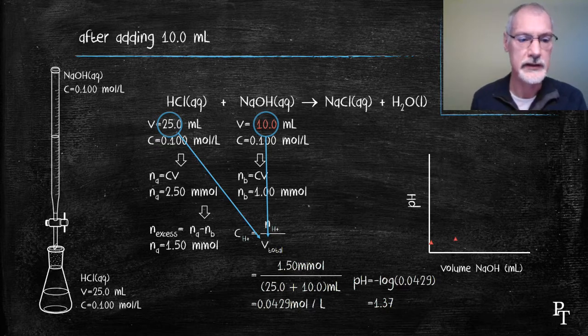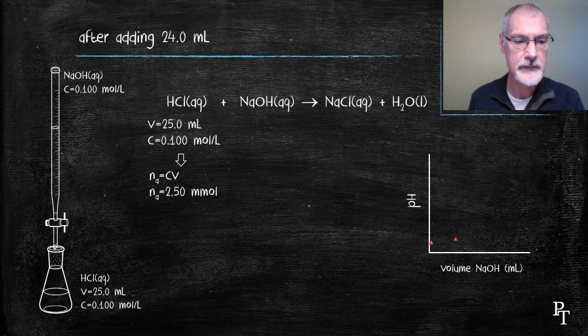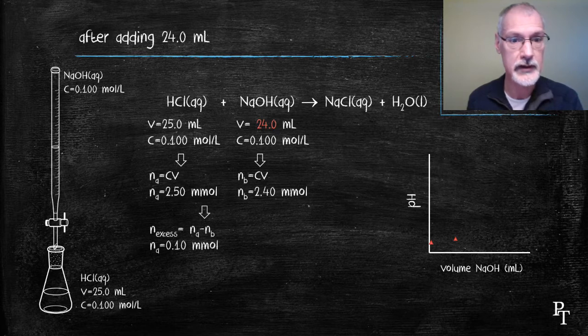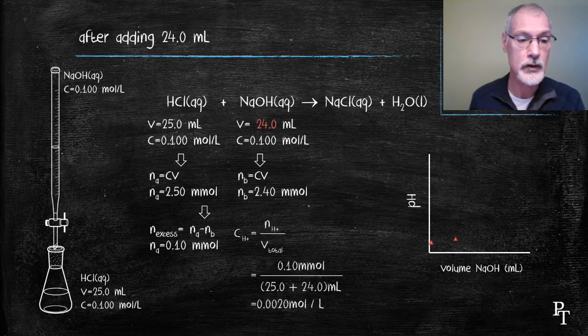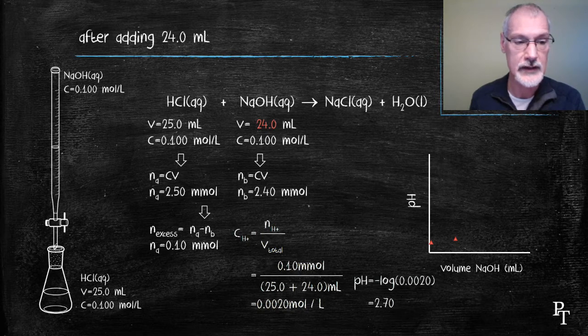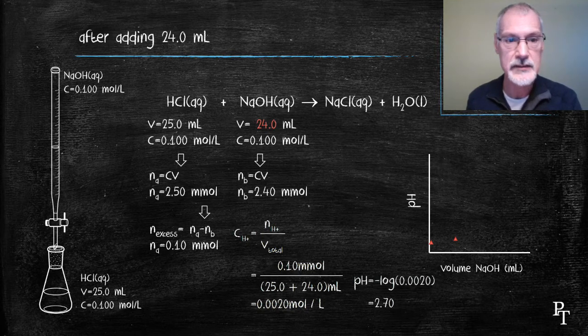Let's go to 24 milliliters. Again, I'll determine the number of moles of base that I've added, 2.4 millimoles, and now the amount of my excess. The excess here is still the acid particle. I have 0.1 millimoles remaining. And now to determine the concentration of that particle, 0.1 over my new volume, which would be 49 milliliters. Taking the negative log of that answer, I can get a new pH of 2.7. So as I add the base, as would be expected, the pH is beginning to rise slightly.